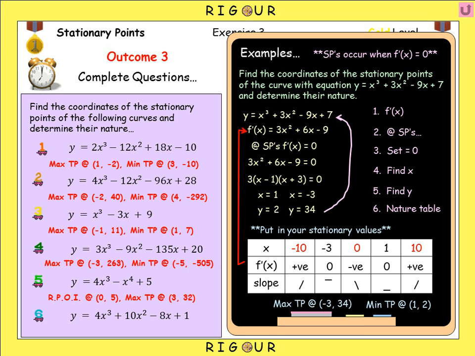So number 5, we should have got a rising point of inflection at 0, 5. I wonder who had the bottle to write that. And a maximum turning point at 3, 32. And number 6, we should have got a maximum turning point at a third, minus 11 over 27, and a minimum turning point at minus 2, 25. So a bit more complicated with the fractions there.